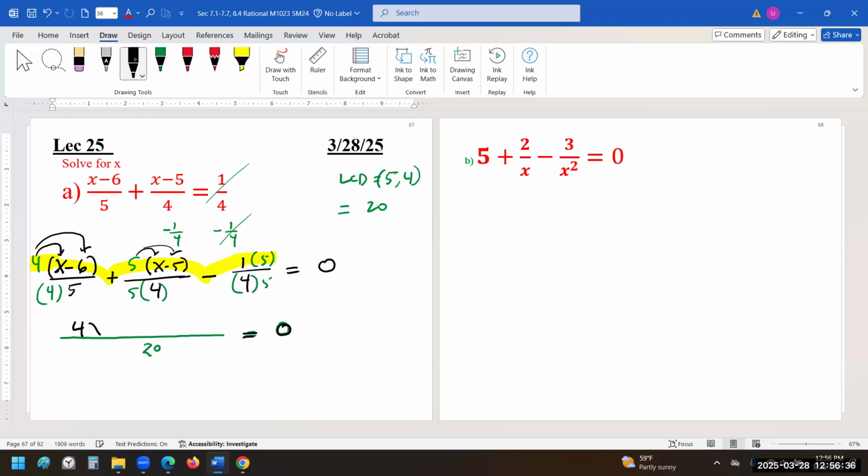So we get 4x minus 24, then plus 5x minus 25, and then minus 5 equals 0. Do we have any like terms to combine?